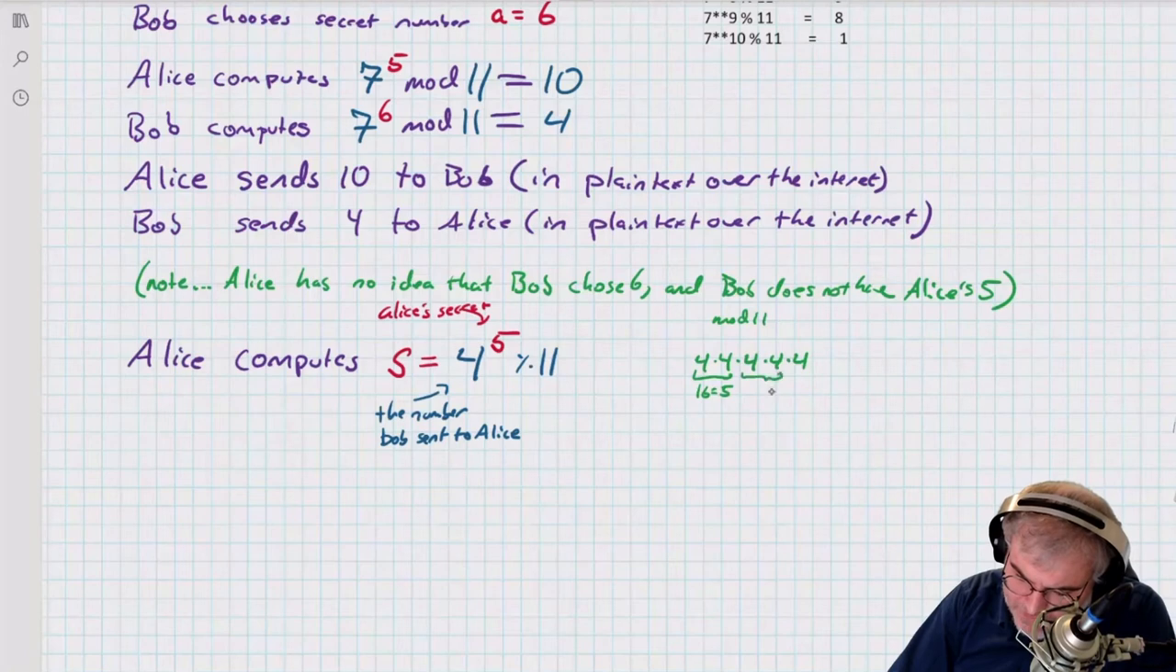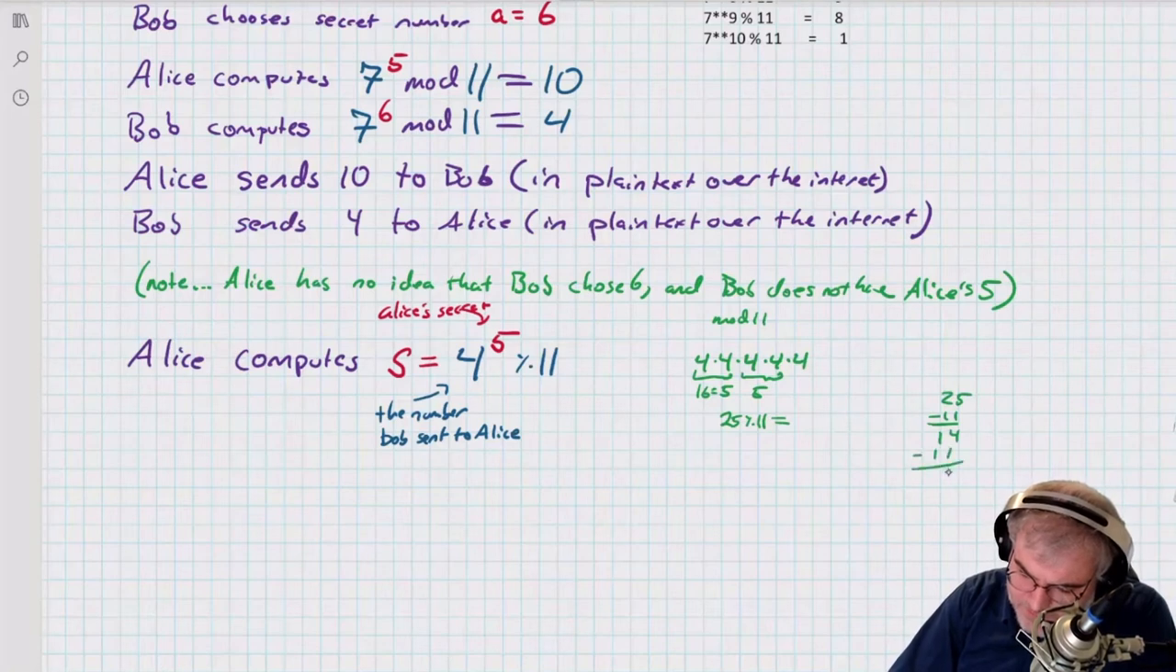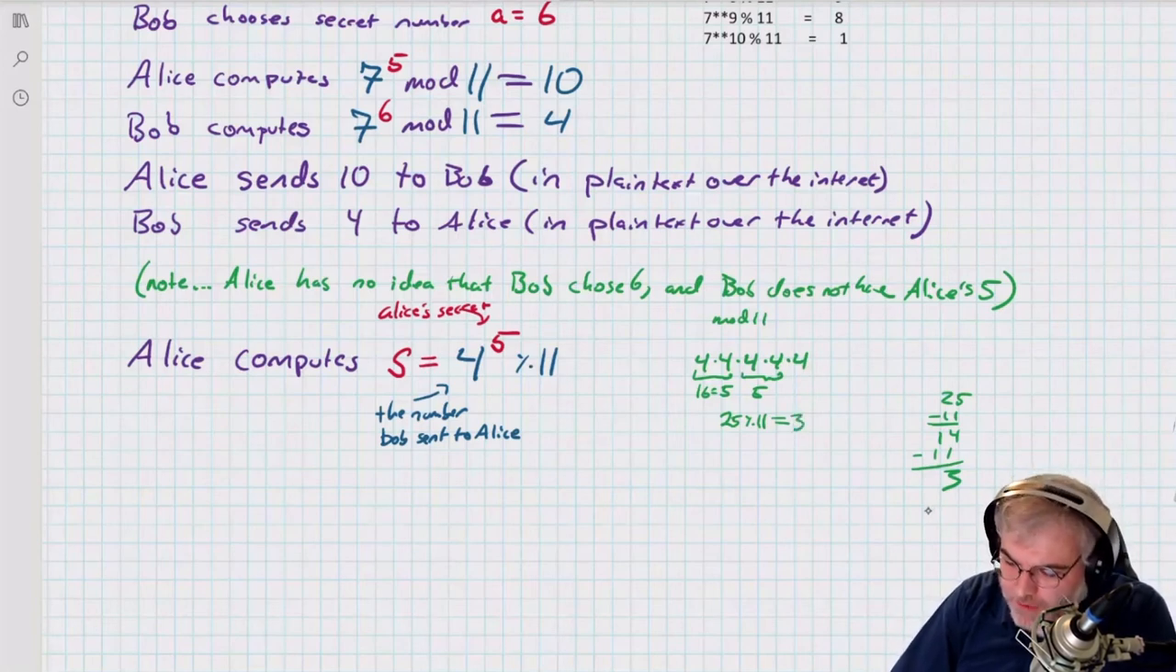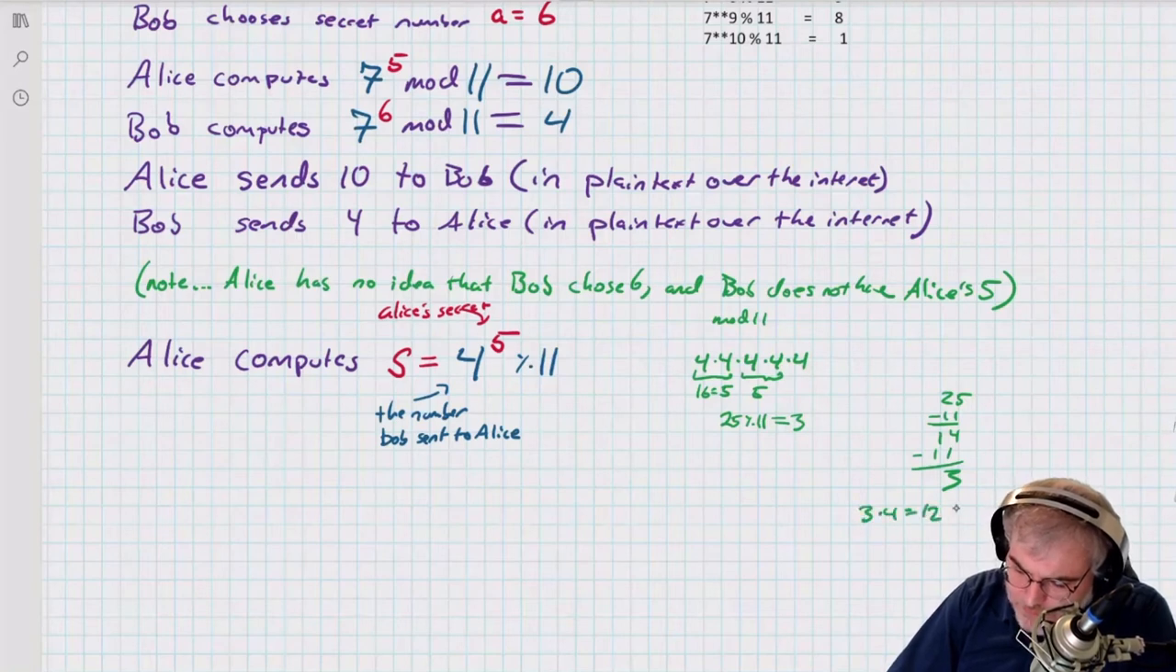So we'll do 5 here. So 5 times 5 is 25, mod 11, which equals, subtract 11, 14. That's a little bit better. Which equals 3. So now I've got 3 times 4. I'm going to wind up with 12, which equals 1. Okay.